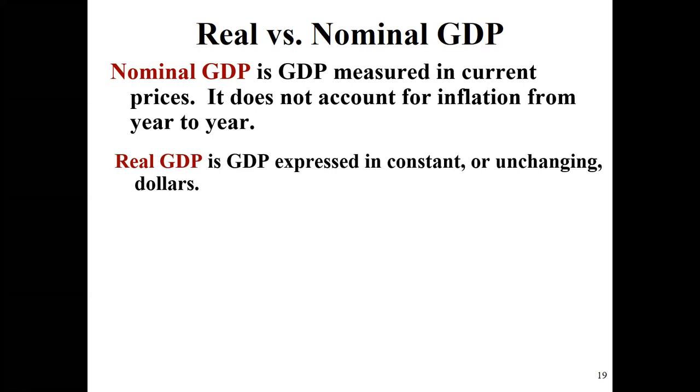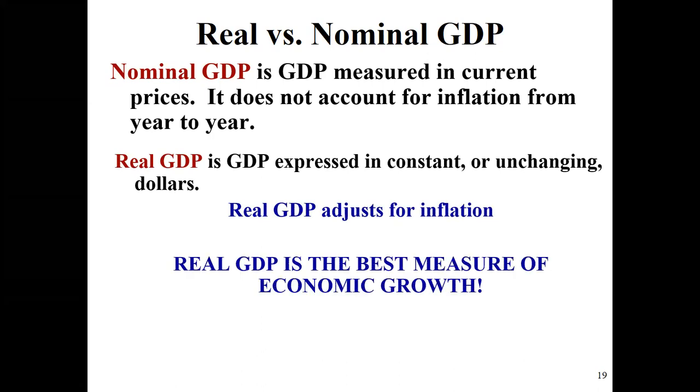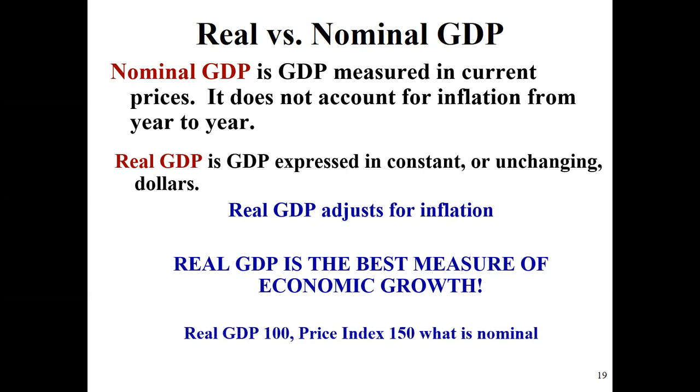Real GDP is expressed in unchanging dollars. What do I mean by that? It's 2021's quantity times the base year's prices. Say the base year is 2020, it'd be the quantity in 2021 times the base year price. Since the base year price stays the same, if real GDP increases, I know I had to produce more. If real GDP decreases, I know I had to produce less. Real GDP is the best measure of economic growth, and real GDP per capita, which is real GDP divided by population, is the best indicator.